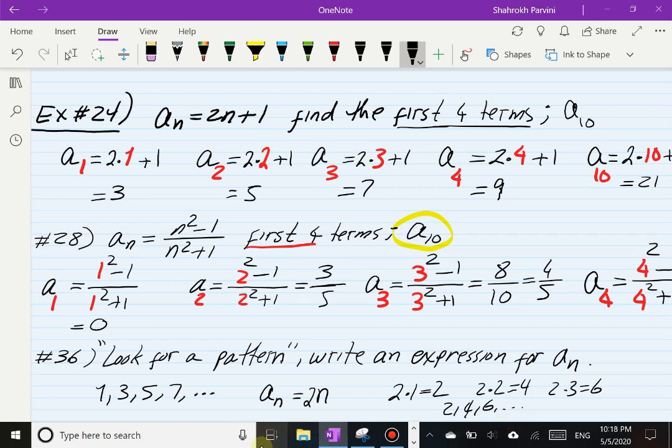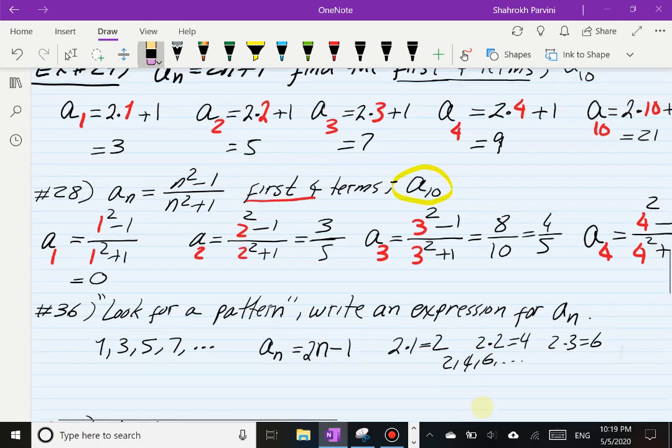Now notice how close this is to 1, 3, 5, 7. In fact, look at the first number here, 1, and this is 2, 3, this is 4, 5, and this is 6. One more, one more, one more. Each term is one more than what I need. So if I subtract 1 from this, that should do it for me, shouldn't it?